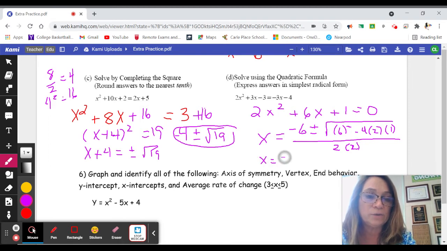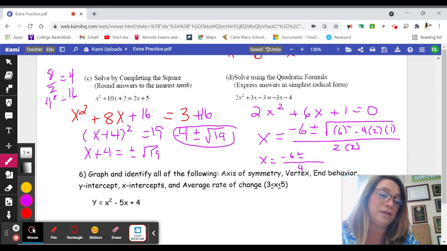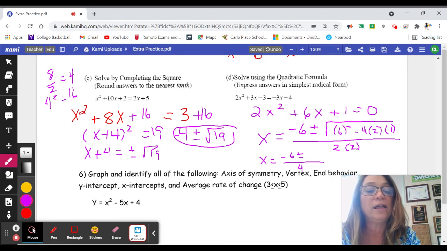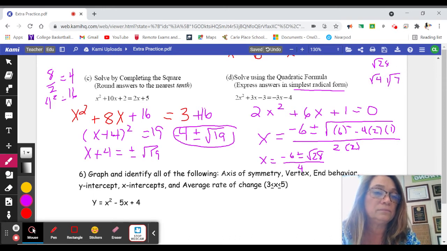Okay, so x is equal to negative 6 plus or minus the square root over 4. You have to take 6 squared in your calculator. You take the whole discriminant, b squared minus 4ac, in the calculator. You should get 28. They want simplest radical form, so we're going to break the 28 into 4 and 7. So that gives me x is equal to negative 6 plus or minus 2 rad 7 over 4.